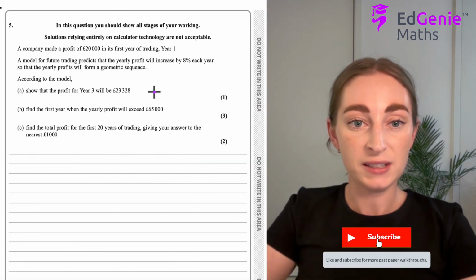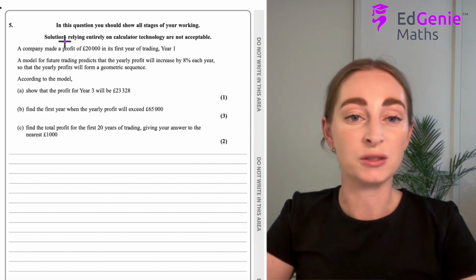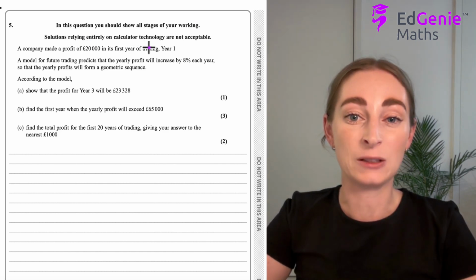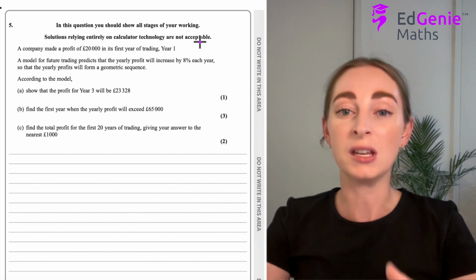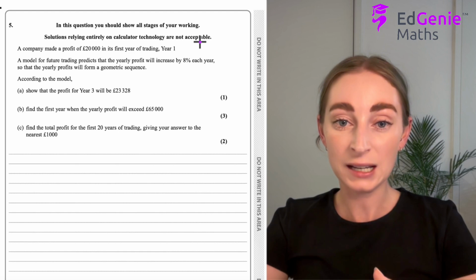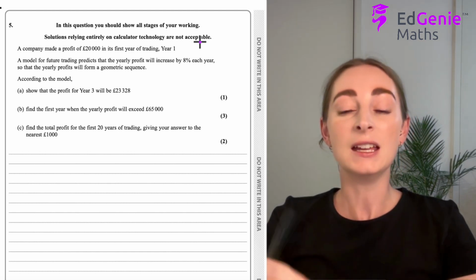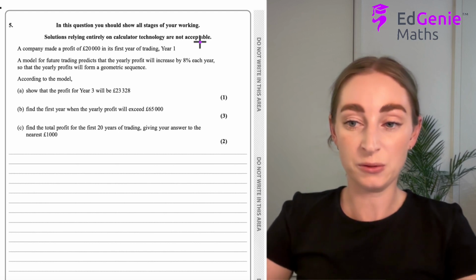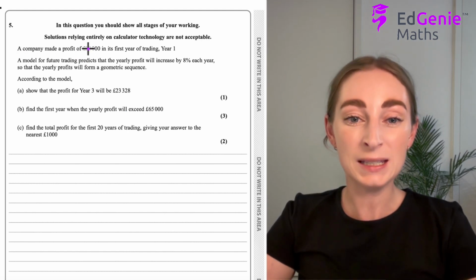So question 5, it says, in this question, you should show all stages of your working. Solutions relying entirely on calculator technology are not acceptable. So what that means is that you can't just plug it all into the calculator. You have to show the quadratic formula, you have to factorize, you have to show every single step in order to get the marks.